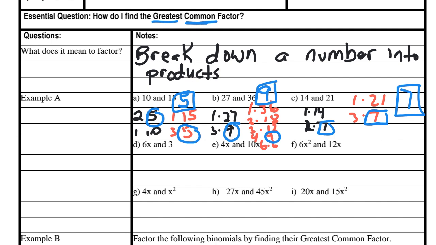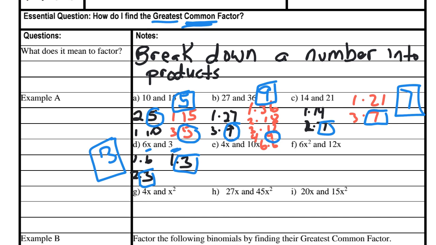Okay, so now what happens if we throw a letter in there, like an x? So if I look at D, you treat it exactly the same way. So I look at the numbers and I break them down. So 6 is 1 and 6, and 2 and 3. 3 is just 1 and 3. So their greatest common factor is 3. Now I look at the x's and go, okay, this has an x, but this doesn't. So I don't have anything in common. So the greatest common factor would just be 3.